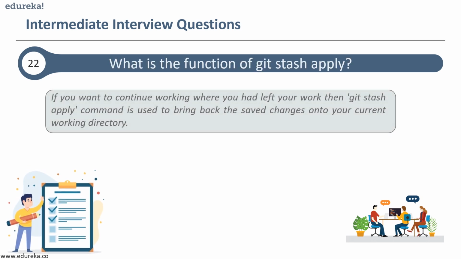The next question is, what is the function of git stash apply? As we have seen previously, if you want to continue working where you had left your work, then the git stash apply command is used to bring back the saved changes onto your current working directory.